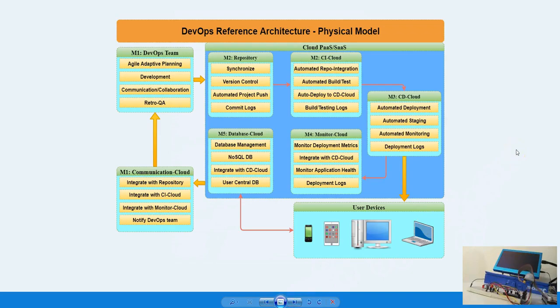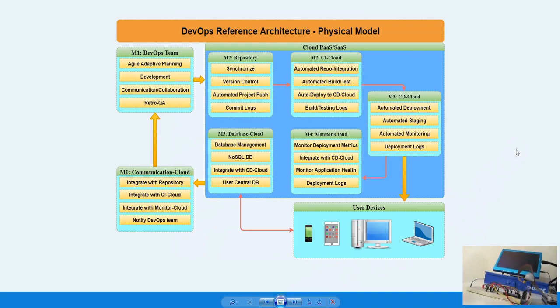The physical model is composed into 5 sub-modules. Module 1, DevOps team and communication cloud. Module 2, the repository and continuous integration cloud. Module 3, continuous deployment cloud. Module 4, monitoring cloud and the database cloud. User devices will run or use the IoT application to interact with IoT devices.